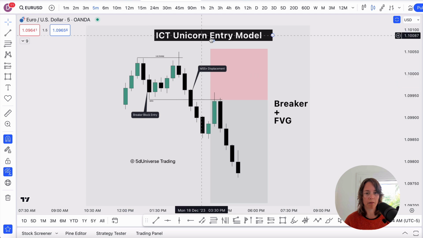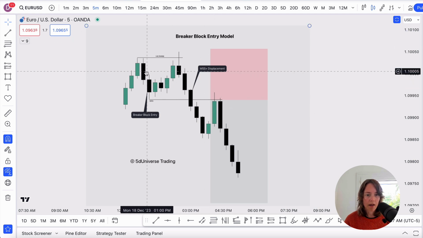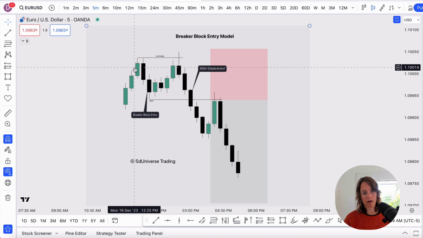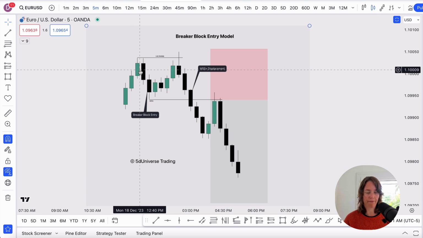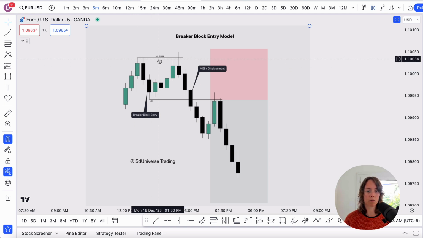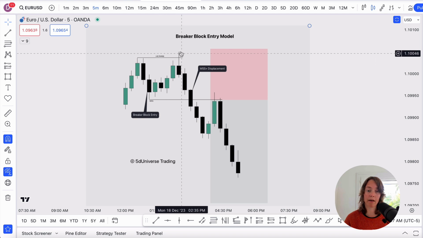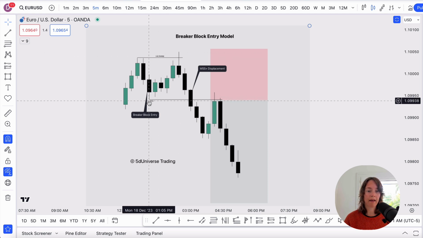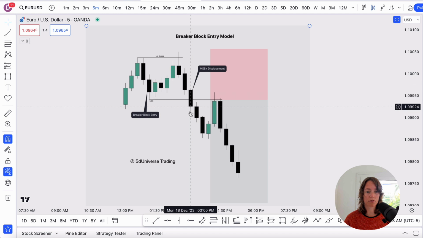So to explain what a breaker is, as you can see over here, this is my picture of the breaker block entry model. A breaker block consists of a few things. First of all, we need a liquidity sweep over here. With this wick, it doesn't even have to be a wick, it can also be a candle close. And then we need to see a market structure shift over here with a displacement candle.